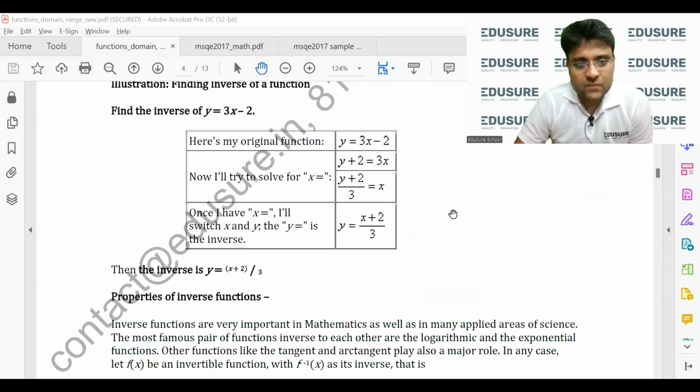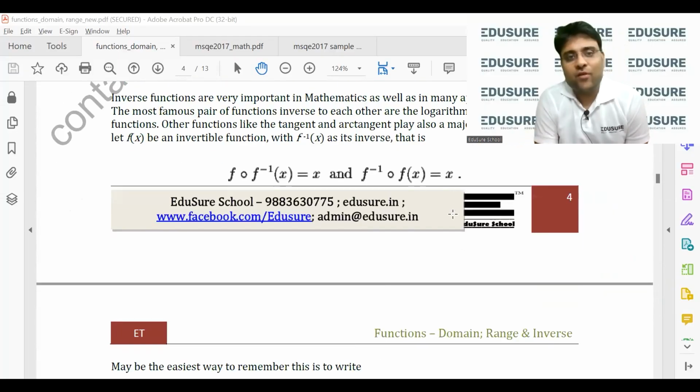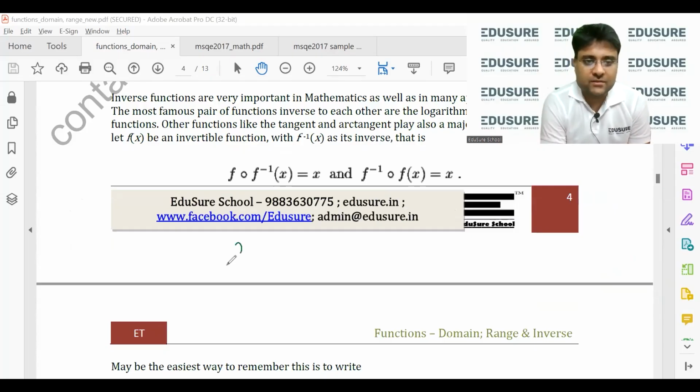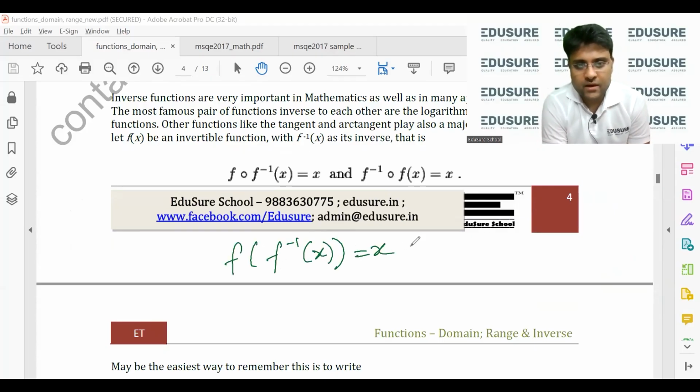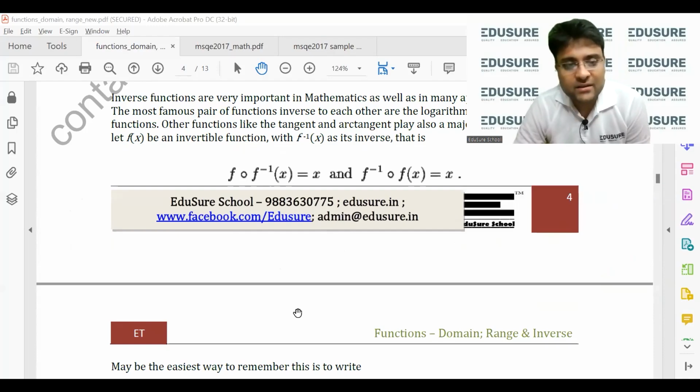Okay. Now let's talk about a few properties of inverse of function. f of f inverse x is equal to x, which is the same as f inverse of f x. Okay, that is one. Another property is regarding the derivatives.